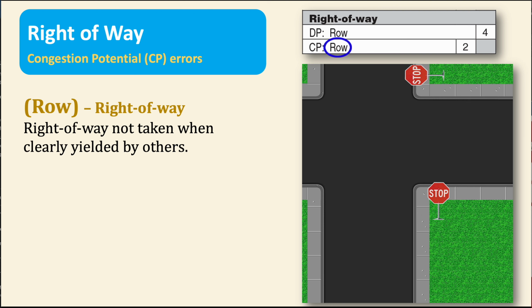The right-of-way congestion potential error, 2 points. Very specific, when the right-of-way is not taken when it's clearly yielded by others. So if your applicant's in the yellow car here, red car shows up, they wait, don't take the right of way when it's clearly theirs, you're going to score this here, right of way not taken when clearly yielded by others. So the 4-point is when you fail to yield the right of way, and the 2-point version is you fail to take the right of way when it's clearly being offered to you.